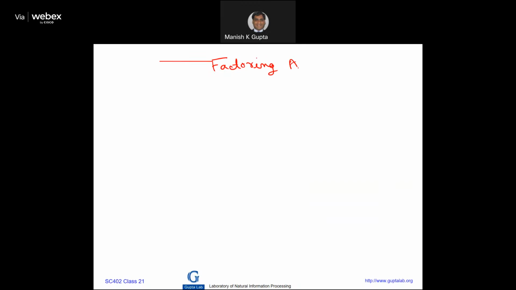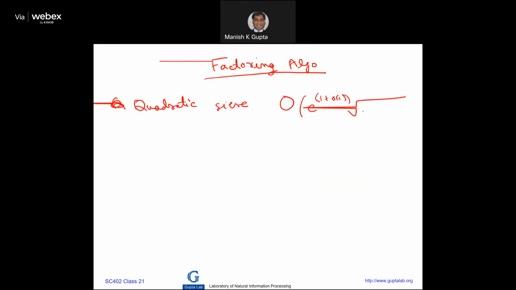I think it will take some time for me to write it here. One very popular algorithm is the quadratic sieve. The complexity is big O of e raised to (1 plus o(1)) times the square root of log n log log n. Now log n is the natural base e logarithm, right? That is the complexity for the quadratic sieve.